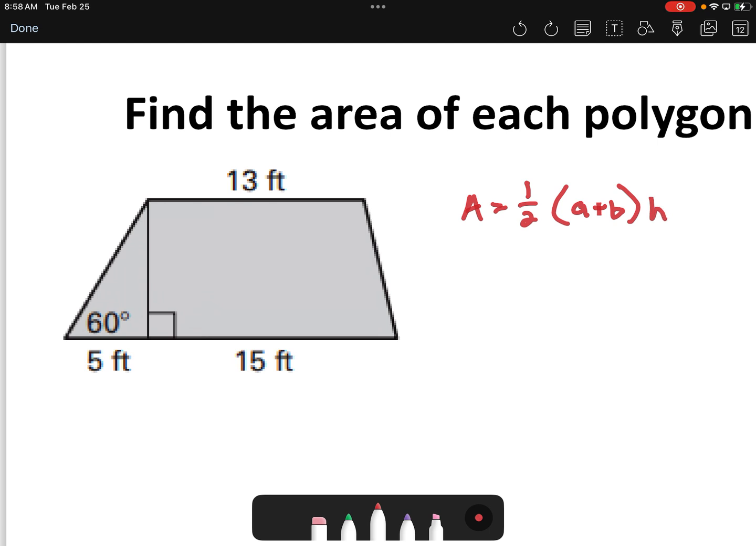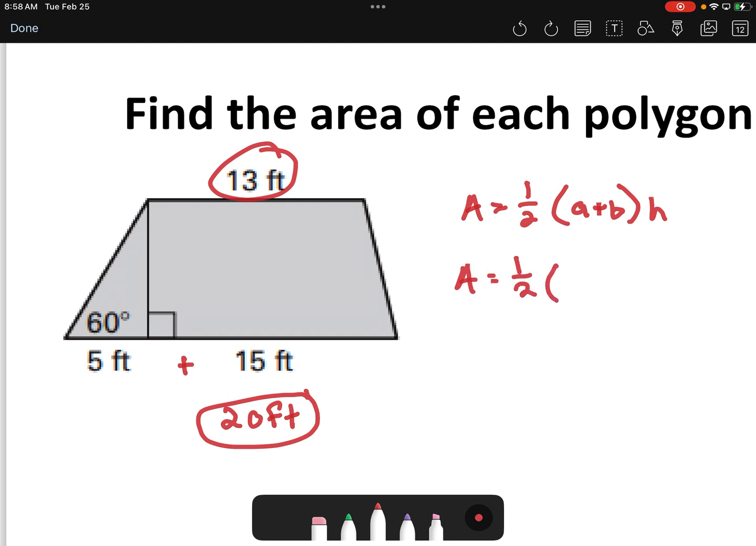What is my bottom base? 20. A lot of students will say, Mr. Kath, it's 15. That's only part of your bottom base. It's 5 plus 15, which is 20 feet. So that is your bottom one. What's your top one? 13. So right now, A equals 1/2 of 13 plus 20, which is 33, times your height.